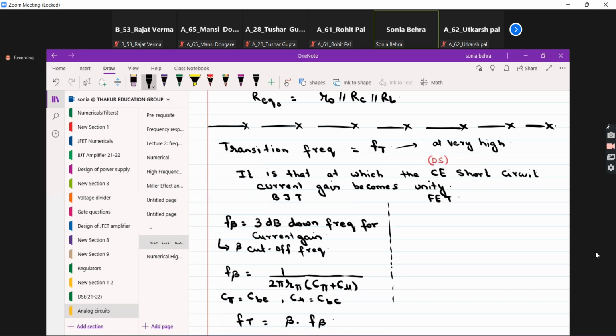And for FET, you will directly find out your transition frequency FT, which is equal to GM upon 2 pi (C pi plus C mu). Directly your formula is this. C pi over here is nothing but CGS and C mu is nothing but CGD. Clear with it? Formulas clear? Ma'am, for BJT, what are the values of C pi and C mu, corresponding to what? I told you, see, C pi is CBE and C mu is CBC.